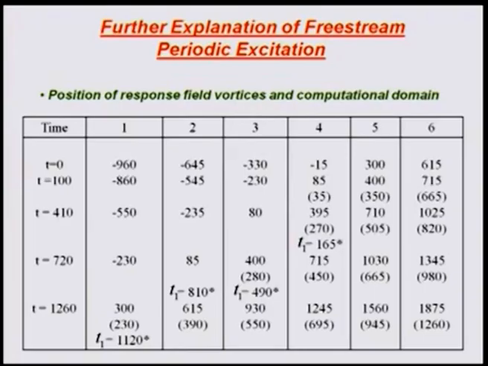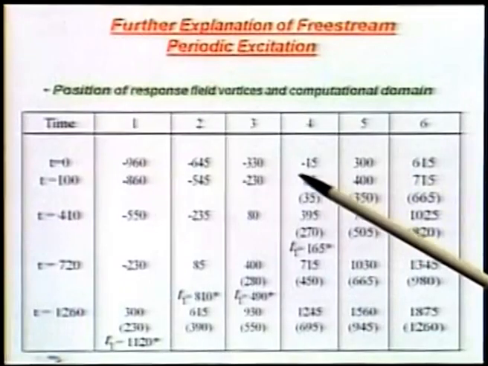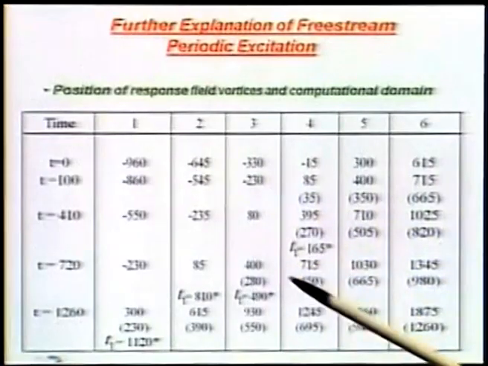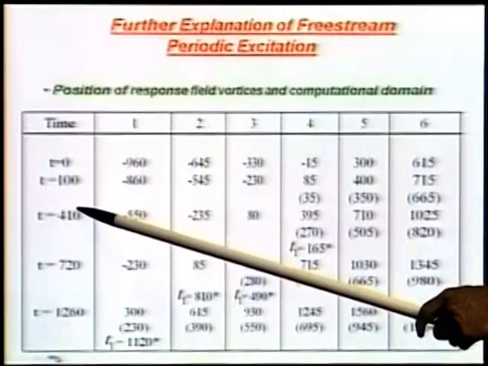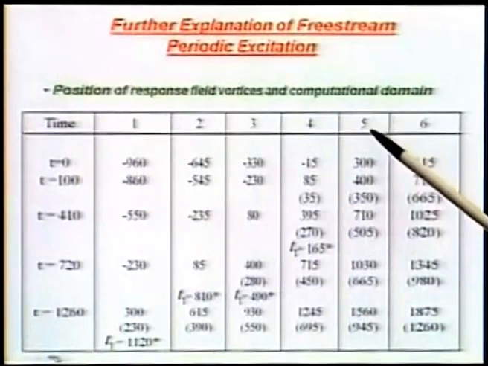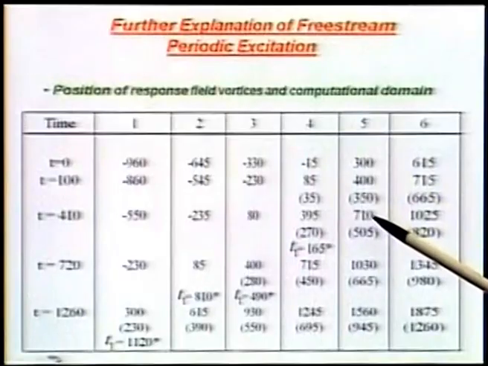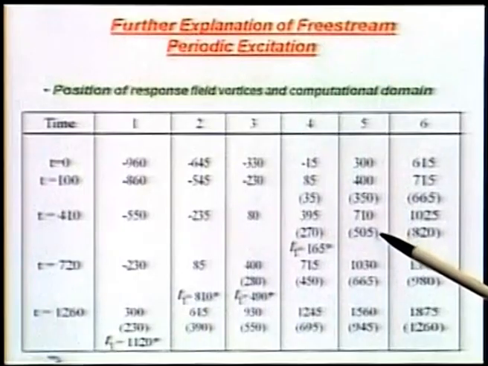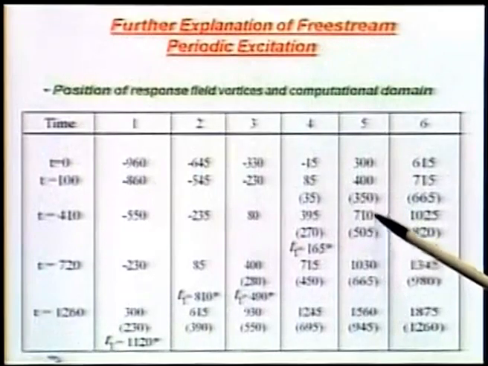Anything on this side does not make sense, but the next frame that we showed is at t equal to 410. So, now this vortex, which was initially at 300, has gone to 710 in the free stream. The corresponding response field is seen at 505, and once again you can see what this is.